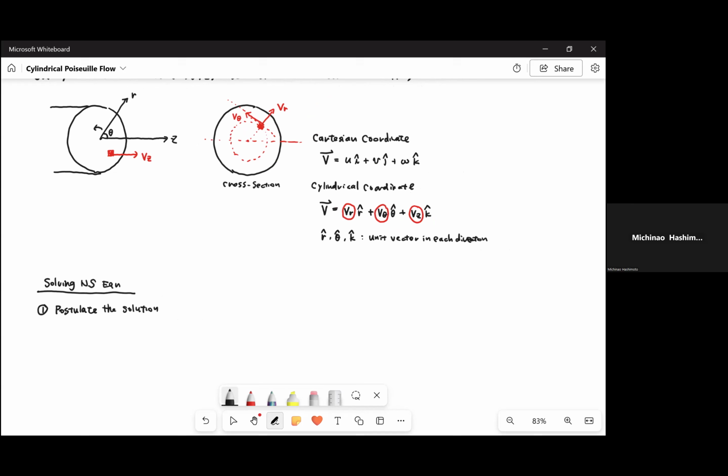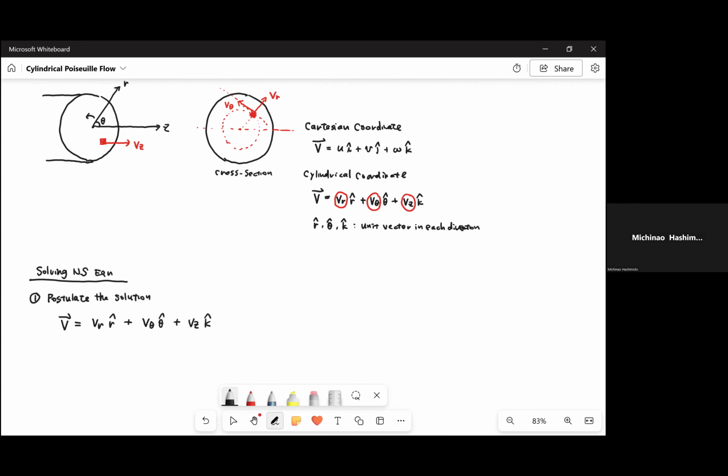In this case, I'm going to write this. This velocity vector can have different components: V_r going in the radial direction, V_theta in the theta direction, and then V_z along the pipe here. So which one is reasonable, and which one is zero?